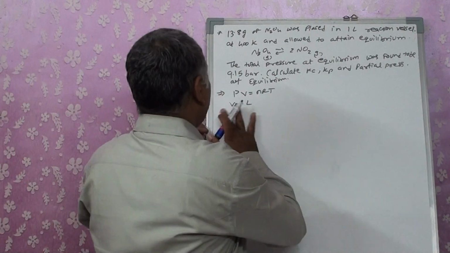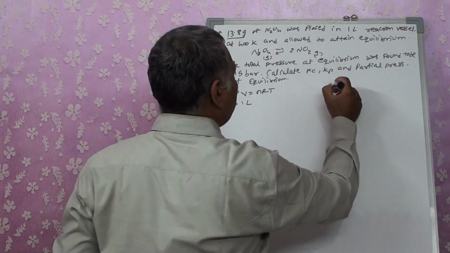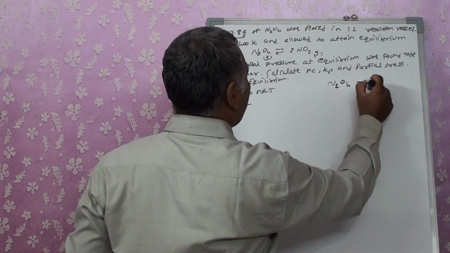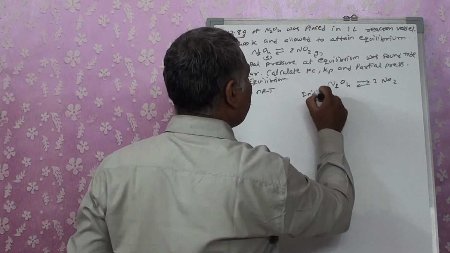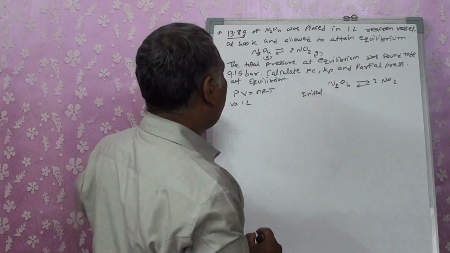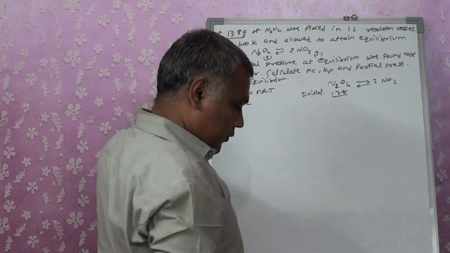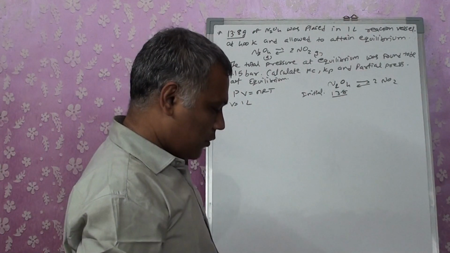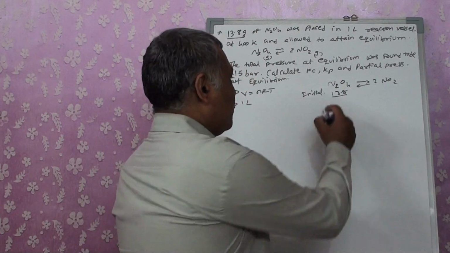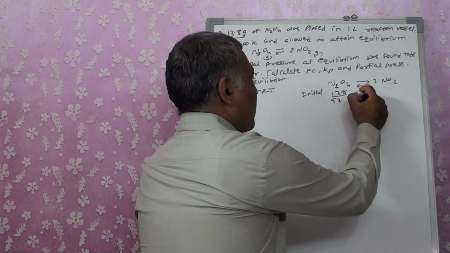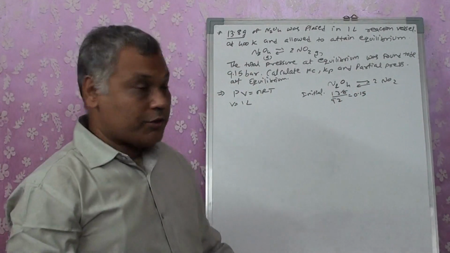Again, instead of doing it like that, it is told to me that this much gram is taken. N2O4 changes to twice NO2. Initially, the number of moles is 13.8 divided by the molar mass, which is 92, so we are getting 0.15. See, this is a calculation that I am doing.